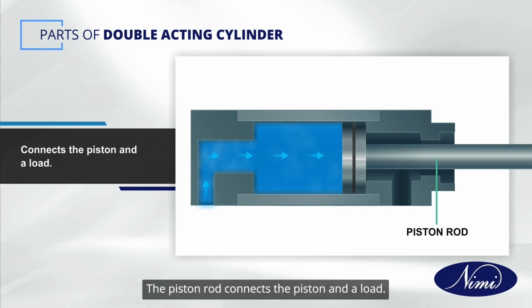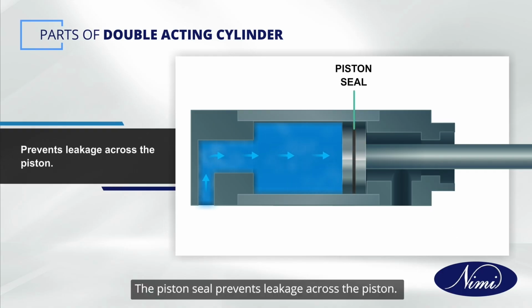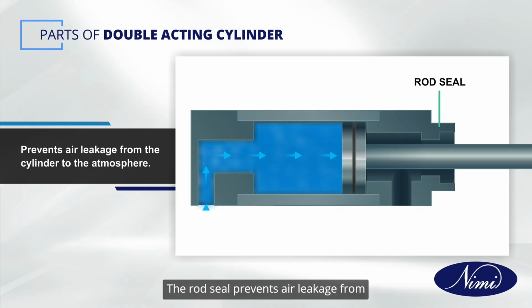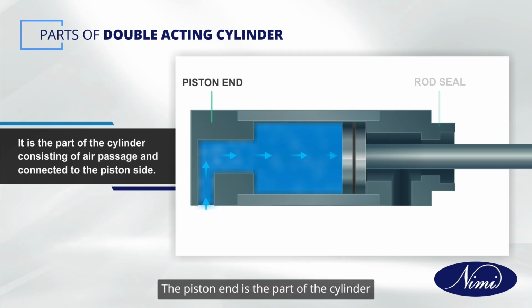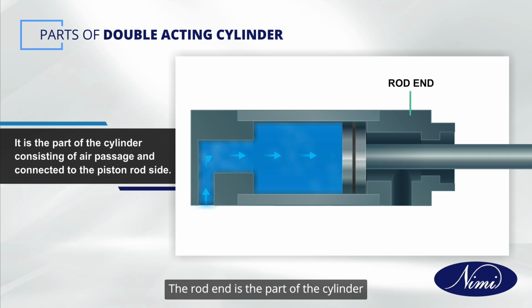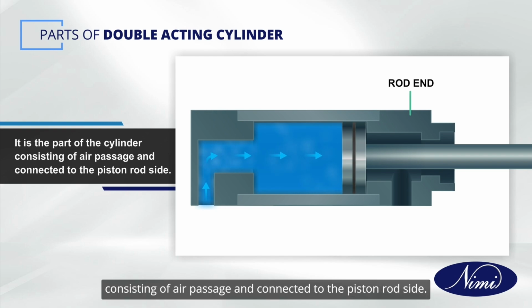The piston rod connects the piston and a load. The piston seal prevents leakage across the piston. The rod seal prevents air leakage from the cylinder to the atmosphere. The piston end is the part of the cylinder consisting of air passage and connected to the piston side. The rod end is the part of the cylinder consisting of air passage and connected to the piston rod side.